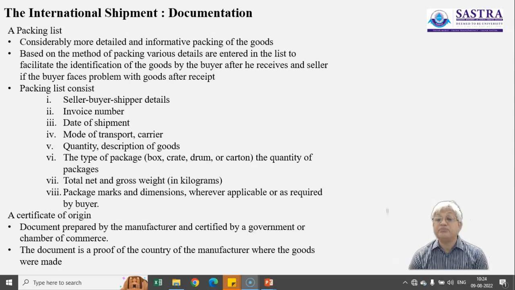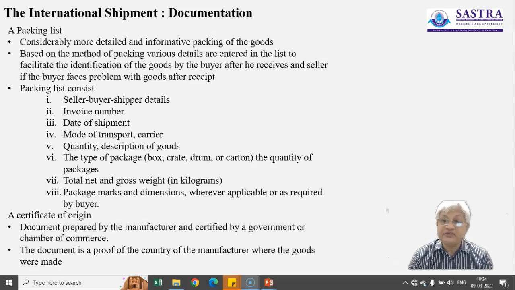Now, it is important to know what is the percentage of the raw material in the goods that he has manufactured, that is the finished goods. So, there are various regulations that determine when a good is actually manufactured in that particular country which is shipping the goods.